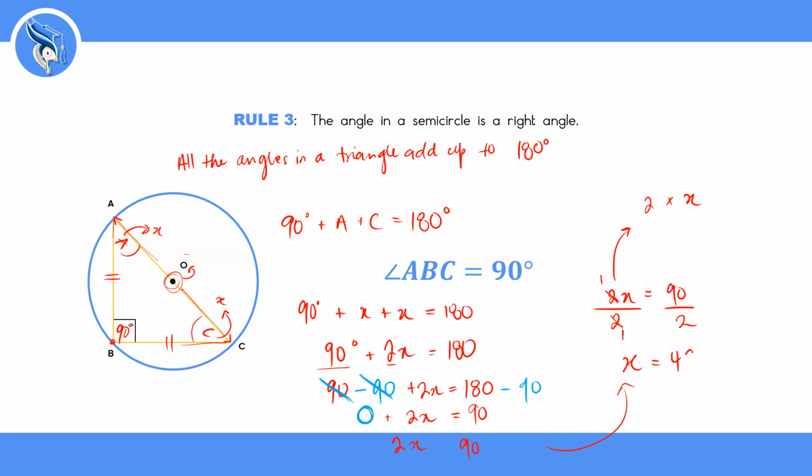So that means one of the angles, angle A here, is 45 degrees, and the one over here, C, is also 45 degrees. Okay? So that's a way to work out angles. So that was rule 3. The angle in a semicircle is a right angle. So I hope that's clear.